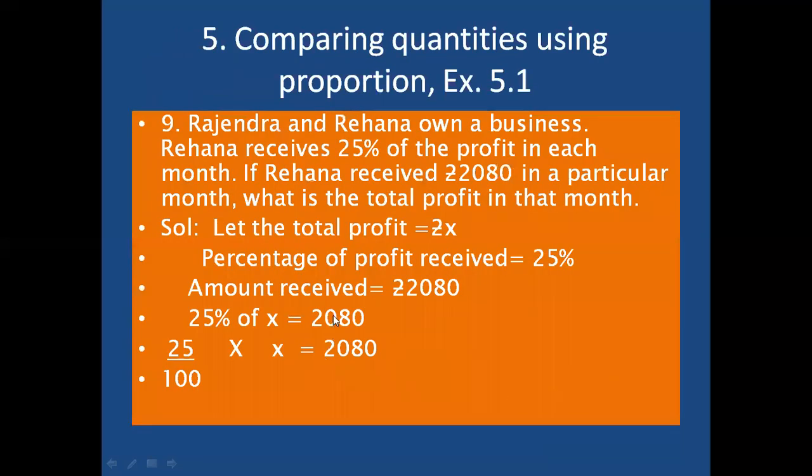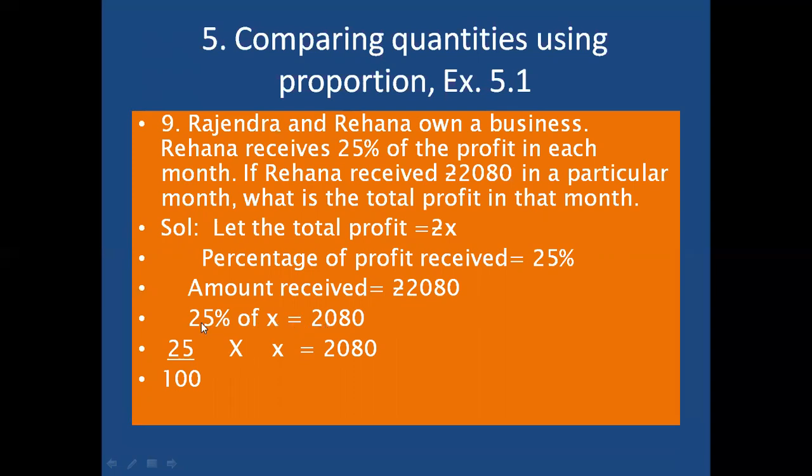Next question. Rajendra and Rehana own a business. Rehana receives 25% of the profit each month. If Rehana received rupees 2080 in a particular month, what is the total profit in that month? Let us assume that the total profit in the month is rupees X. Then the percentage of profit received by Rehana is how much? 25%. Now the amount received by Rehana is 2080 rupees. So 25% of the total profit is how much? 2080.